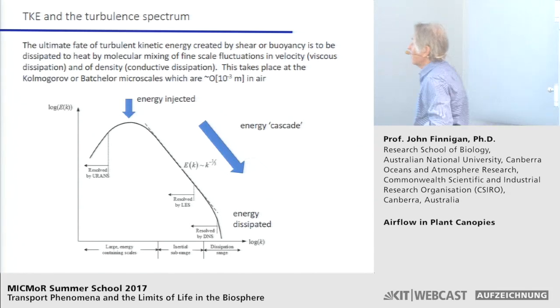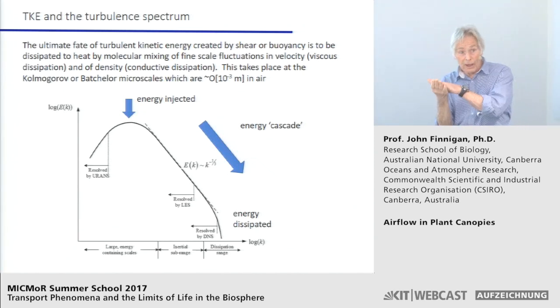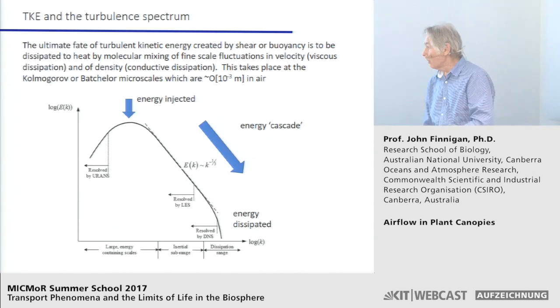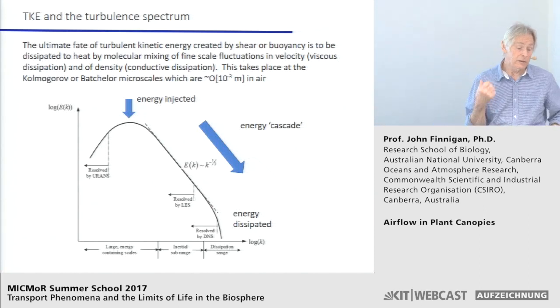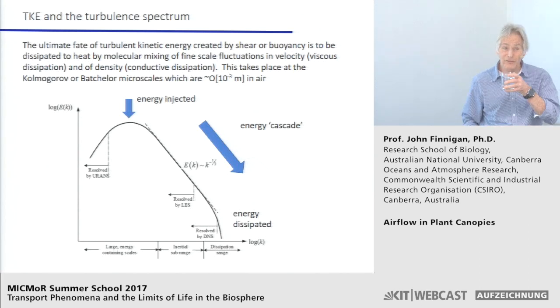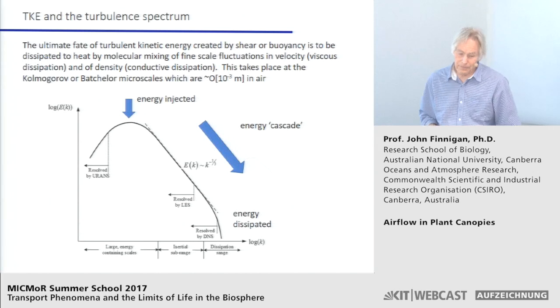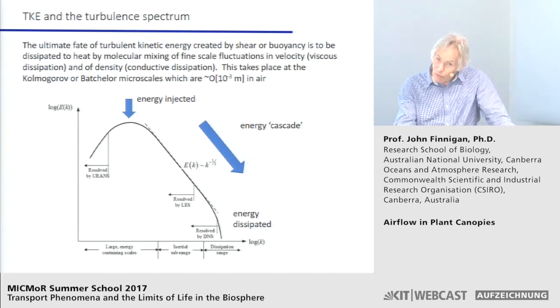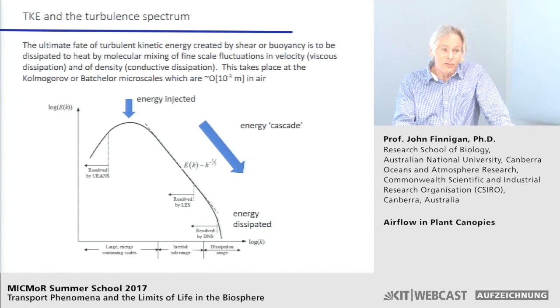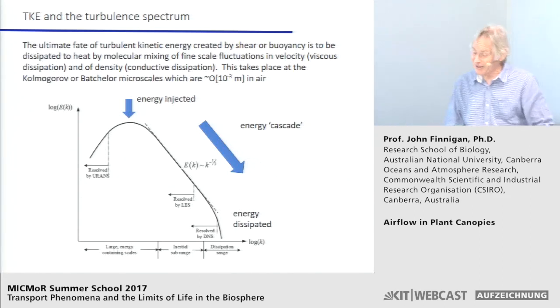So we inject energy in what we call the energy-containing scales of turbulence. It gets passed from eddy to eddy, smaller and smaller, and then it gets dissipated to heat. There's a little rhyme which goes back to Lewis Fry Richardson, one of the famous meteorologists of the 20s. If I remember, it says something like, big whirls have little whirls that feed on their velocity, and little whirls have little whirls, and so on to viscosity. So if you remember that, that's all you need to know about the eddy cascade.